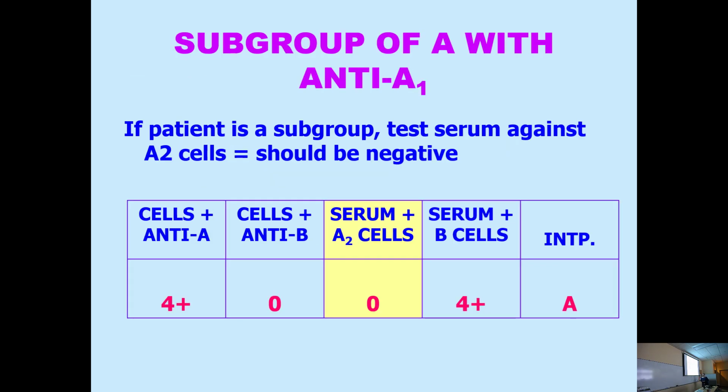Okay, next one, subgroup of an A with an anti-A1. If the patient is a subgroup, test the serum against A2 cells, that's what I was just saying. So instead of A1 cells here, we're gonna use A2 cells, it's negative, we can report it out. If patients developed an anti-A1, we just use the A2 cells, because in the body, we don't care if it's an A1, A2. Do I have to worry about giving this patient A2 cells instead of A1? No. It's cold acting, it's not gonna be reactive at body temperature. We can go ahead and just give whatever unit of A is on the shelf and life is good.